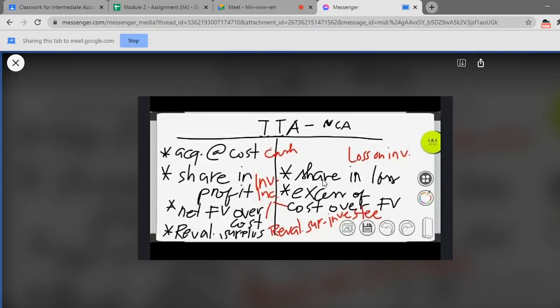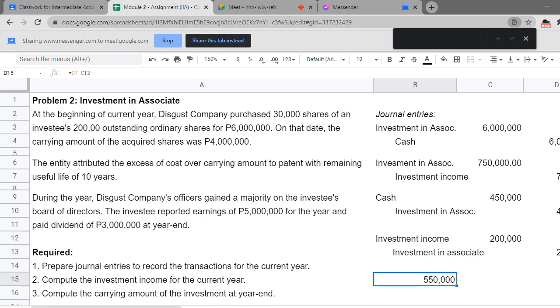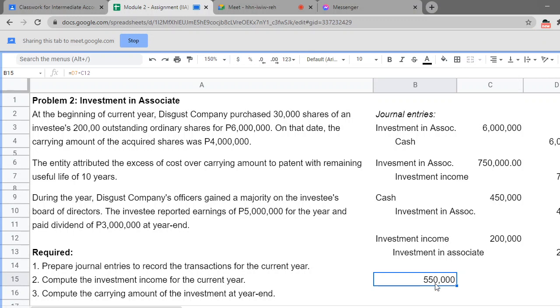So, balikan natin yung T account. Unsa lang man na items ang maka-affect sa tuwang investment income gani. You have share in profit, net fair value over cost, and your excess of cost over fair value. And in our problem, duha lang ang present. The share in profit and excess of cost over fair value. So, since magkaibang bahay, naka-debit yung isa naka-credit, so i-deduct natin. That's why we have 750 minus 200,000. So, we came up with 550 net investment income.